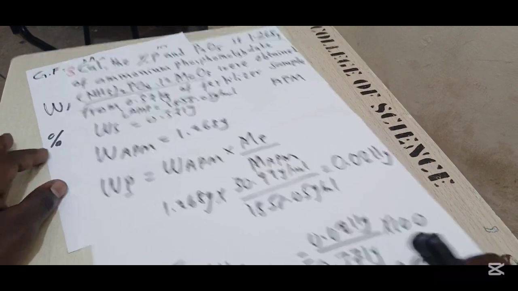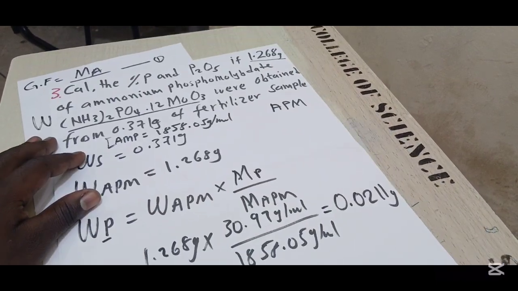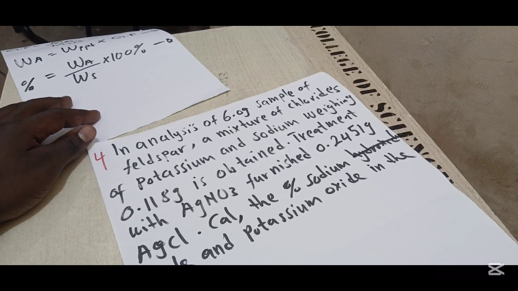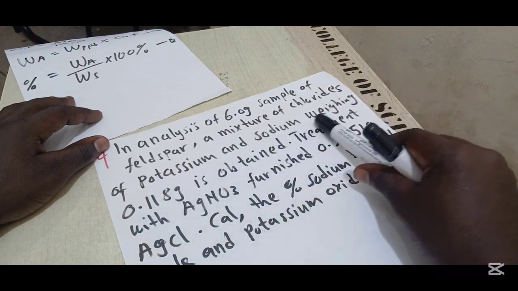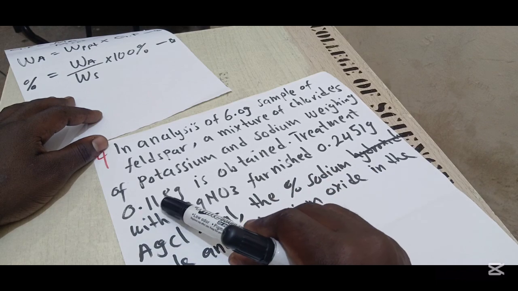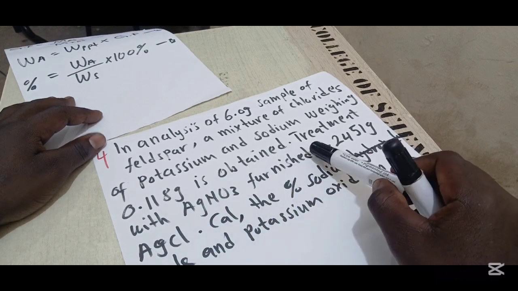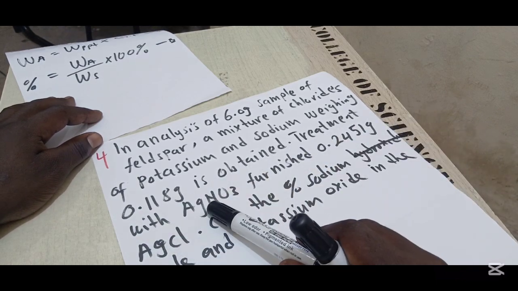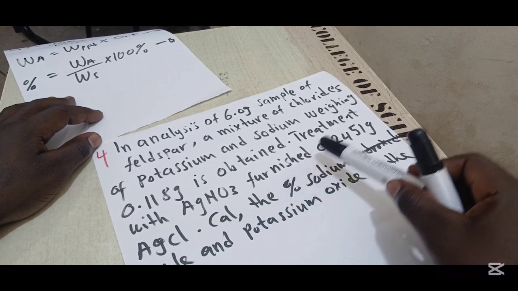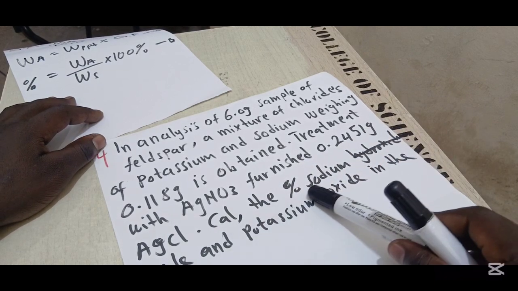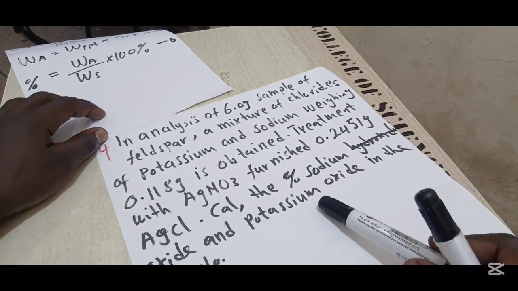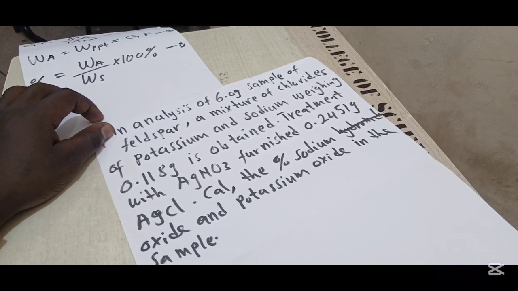Let's look at our final example. In analysis of a 0.6 gram sample of phosphorus, a mixture of chlorides of potassium and sodium weighing 0.118 grams is obtained. Treatment with AgNO3 furnished 0.2451 grams of AgCl. Calculate the percentage of sodium oxide and potassium oxide in the sample.